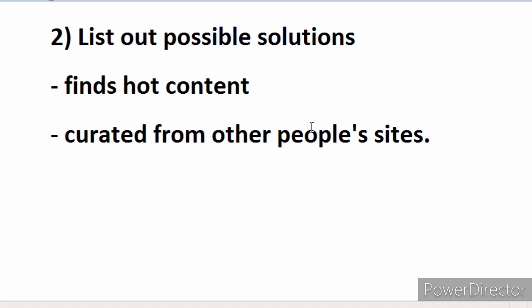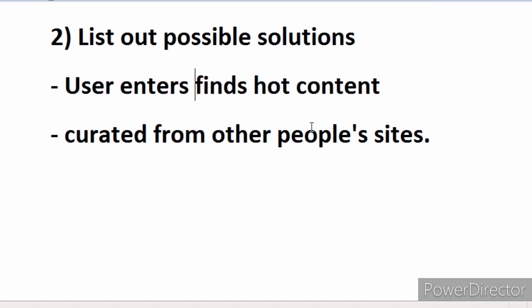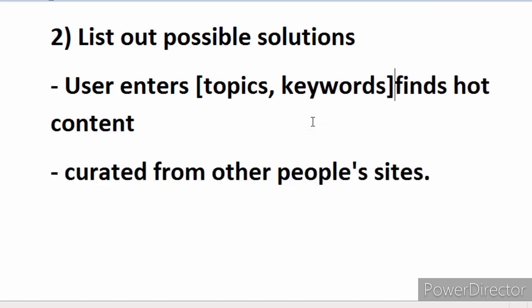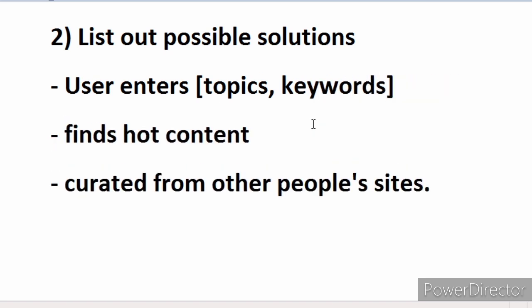All right, so first we need to have a tool and a WordPress plugin where maybe somebody enters a topic or a keyword. So let's say the user enters something like, I'll put brackets around it, topics, keywords, something. And then the plugin needs to do something next.